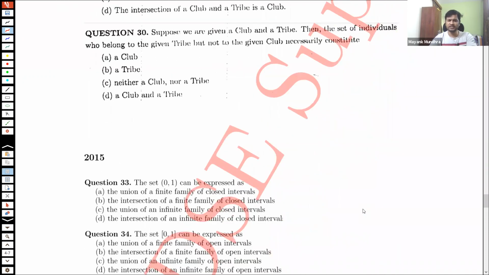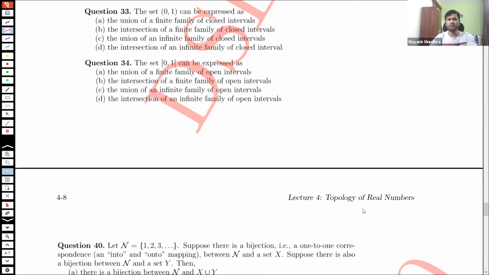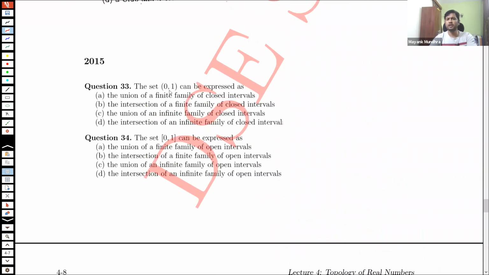So think about these things. Look at the problems. Maybe try it out with the help of some examples. Try to build sets like in question number 33 here: think about some sets which can lead to an intersection being (0, 1), some sets for which a finite union is (0, 1), and so on.